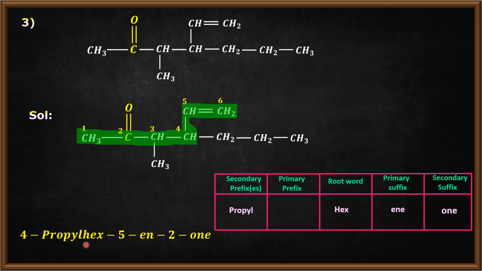The name of this organic compound is 4-propylhex-5-en-2-one. The fifth carbon atom is attached to the double bond, for that reason 5-ene, and the second carbon atom is attached to the ketone group, for that reason it is 2-one. And in the primary suffix ene, the e has been dropped because it is followed by a suffix beginning with o.